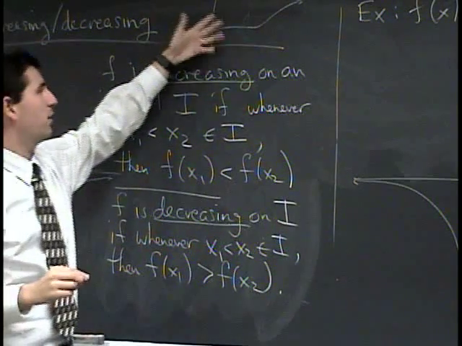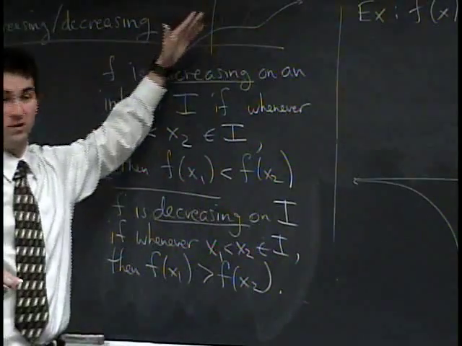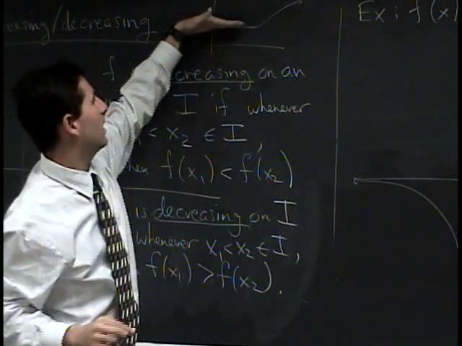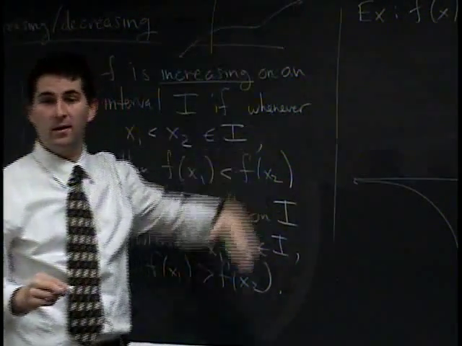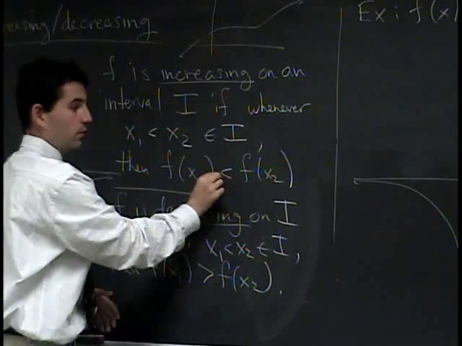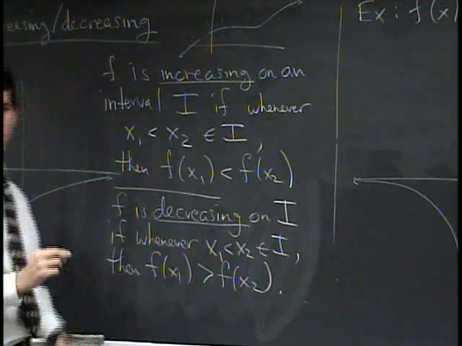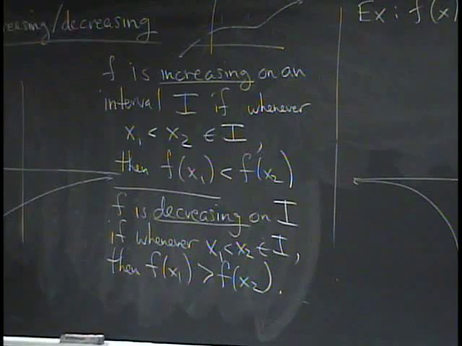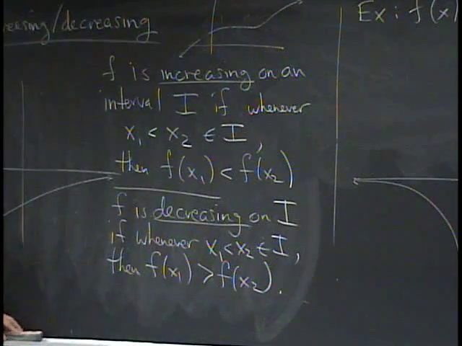And then you could also have one that is just increasing, which allows for it to go up and be constant and then go up some more. And that would just mean you would put a less than or equal to right here. But we're going to stick with just this definition.